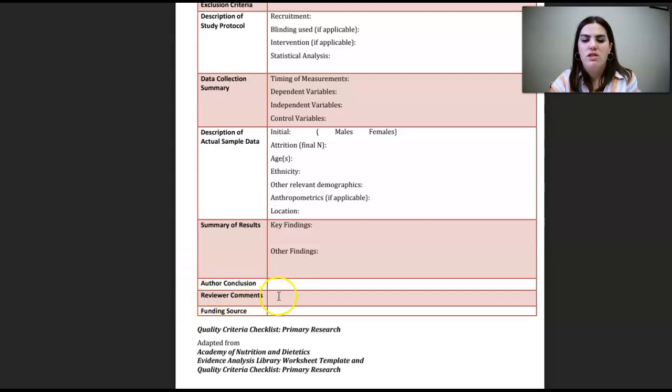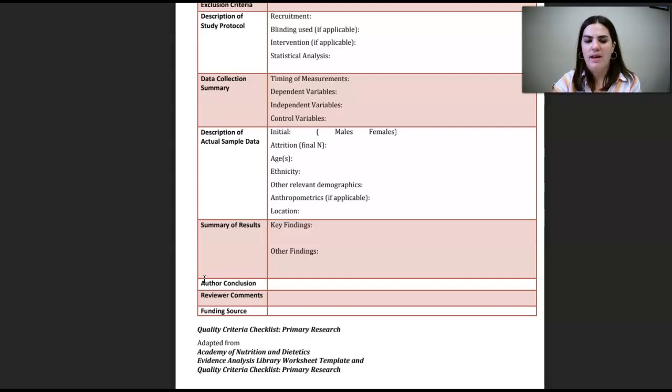And then you're going to fill out this reviewer comment section. So the reviewer comments are going to focus, in this class, more on why was this study important, and is it meaningful? Should they have done it? Do we need more studies? What are we going to do with this information?